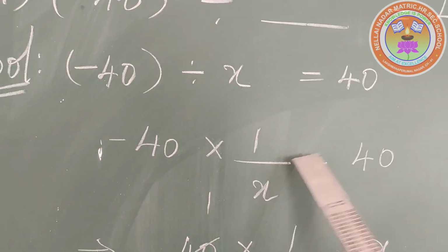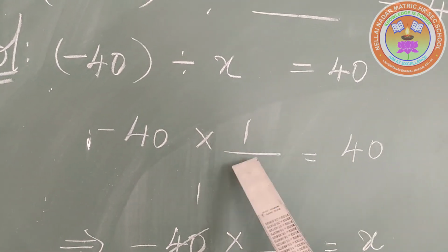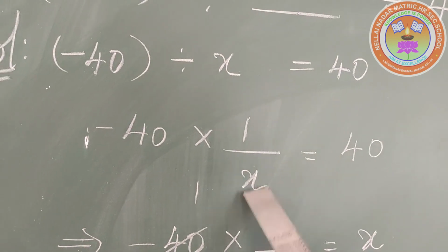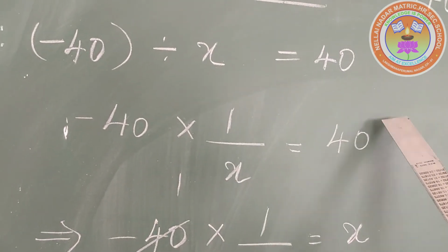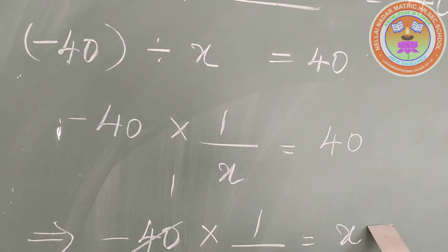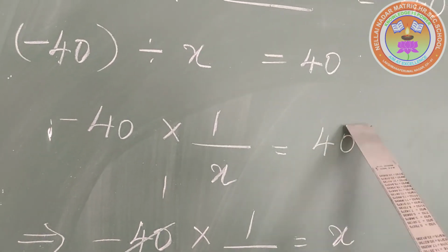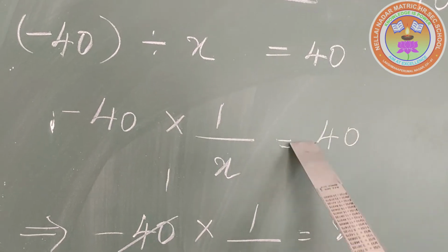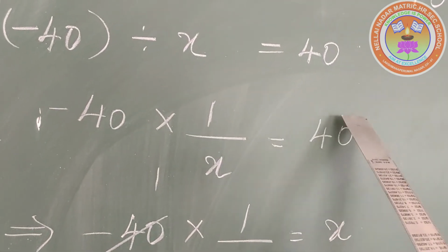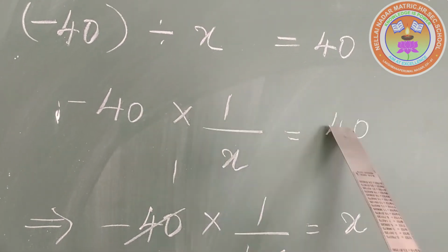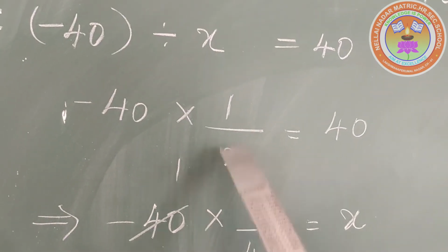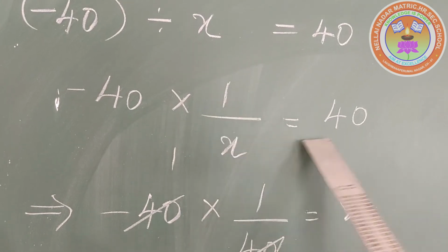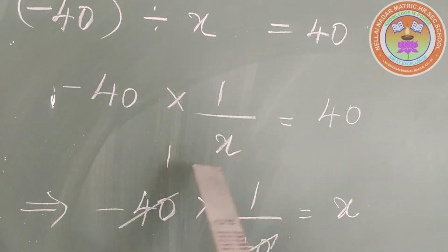Now I am going to cross multiply. I am going to take this value to the other side. So 1 by x, when it goes to the other side, becomes x by 1. And 40, which is in the numerator on this side, when I transpose it to the other side, becomes the division part. Can you understand what I am doing? I am transposing 1 by x to the other side and 40 to this side.